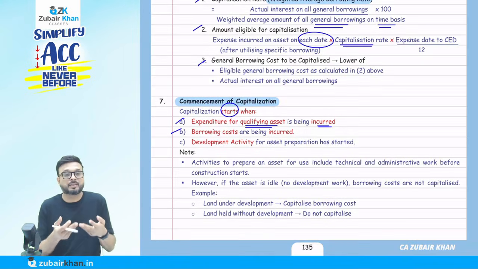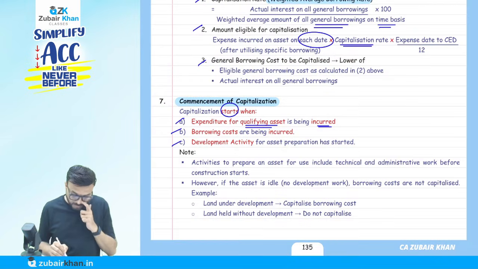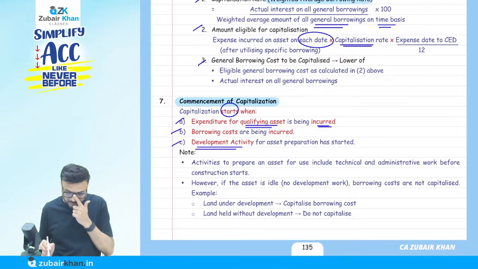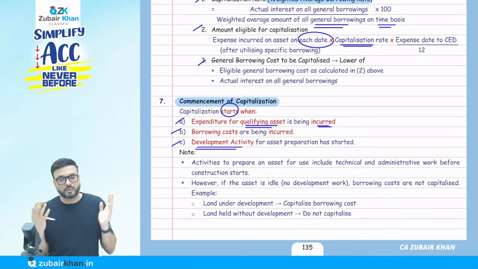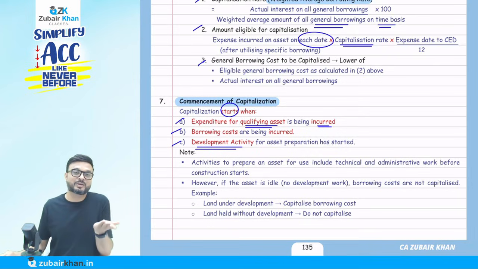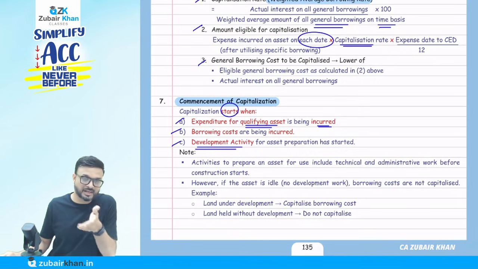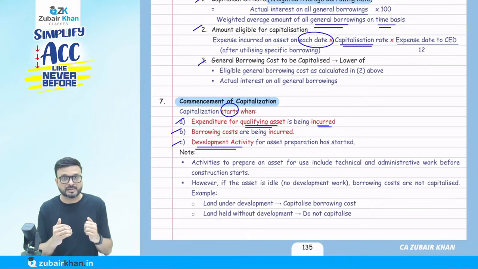Obviously, you have to incur the borrowing. If you're not paying interest to the bank, how can you capitalize it? Then the third is that development activity for asset preparation has started. Obviously, work should be started. Suppose you've taken a loan from the bank and gone on a world tour, and from that money no activity is started for that particular asset, you cannot capitalize it. So these three conditions: expenses should be incurred on the qualifying asset, borrowing cost should be incurred, and development should be started.